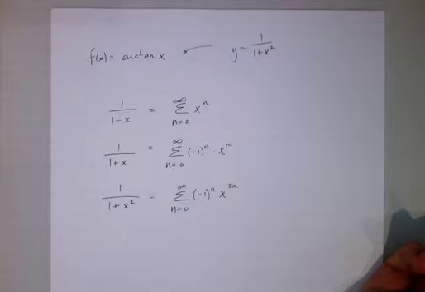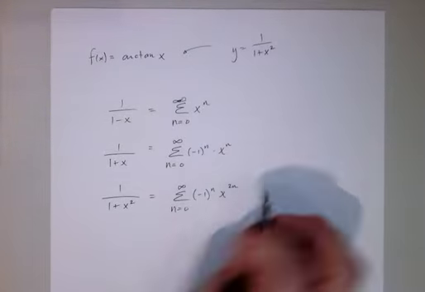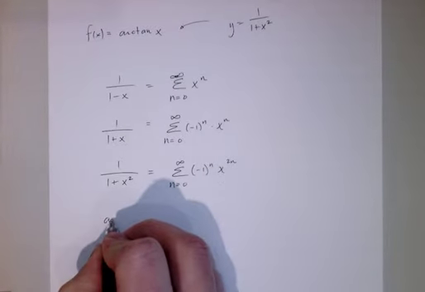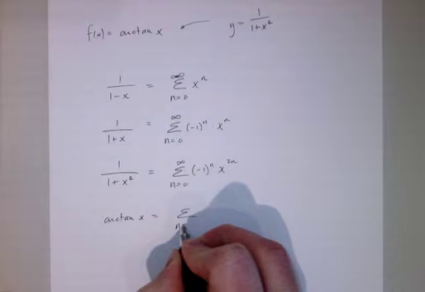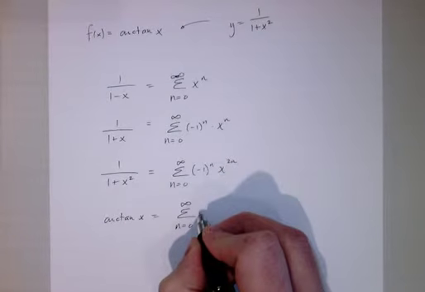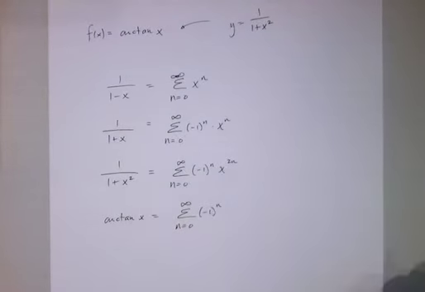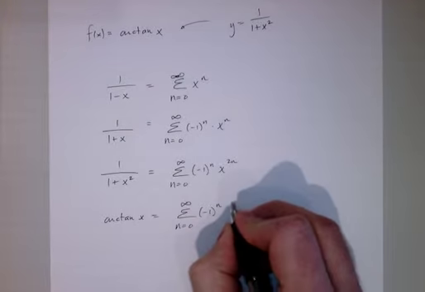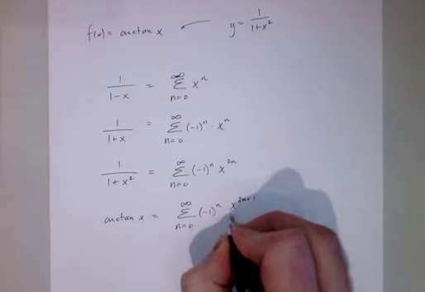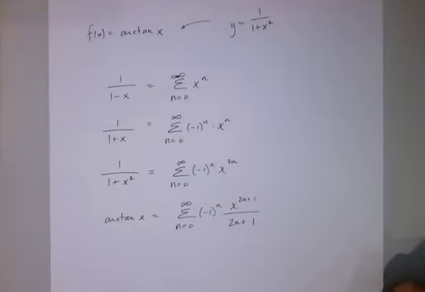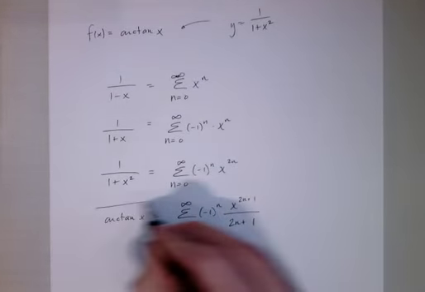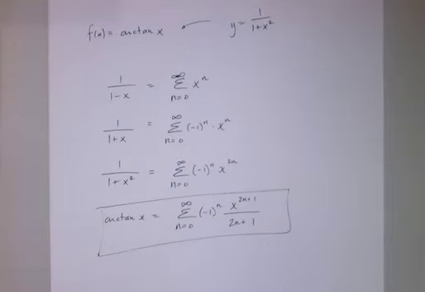Now, if I'm going to integrate this, I need to add 1 to that, right? And it winds up being arctan of x. And, like I said before, the differentiation and integration doesn't change the alternating aspect of it, but I need to add 1 to the exponent and divide by the new exponent. And that should be our power series.